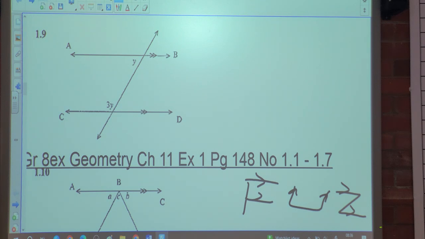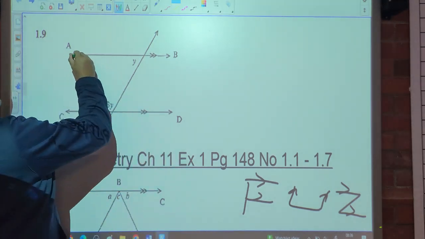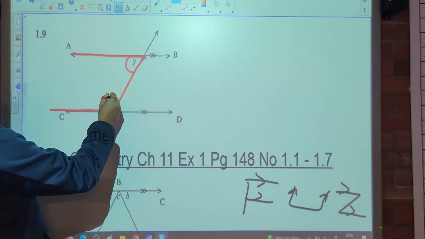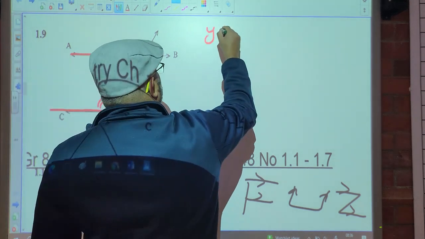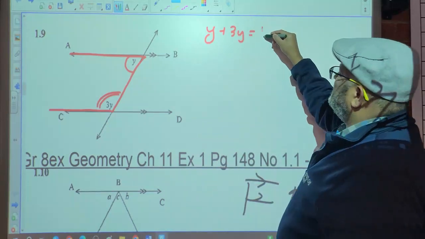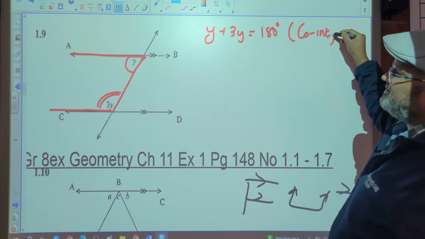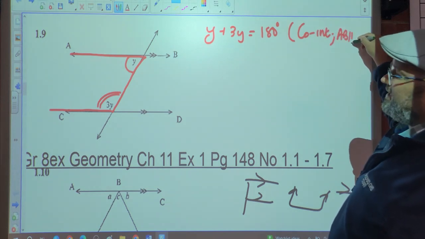How are you going to calculate y? Your parallel lines. So what comes to mind? Corresponding, alternate, co-interior. Right. How are you going to calculate y? Huh? Oh, you guys see it. Co-interior angles. Can you see that? So y plus 3y is equal to 180. Why? Co-interior angles with AB being parallel to CD.